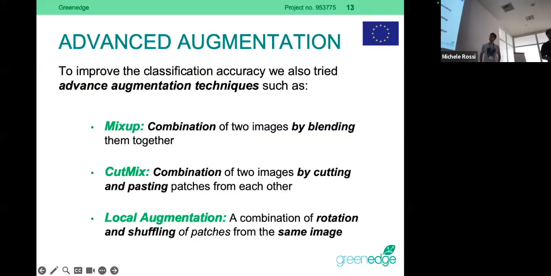We also tried some more advanced augmentation techniques, for example, mix-up, which is a combination of images by blending them together, or cut mix, which is a combination of two images by cutting and pasting different patches of the different images, or, for example, local augmentation techniques that take different patches of the same image and apply transformations to these patches.